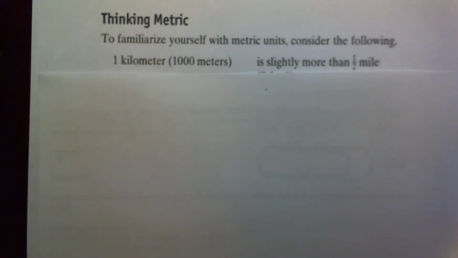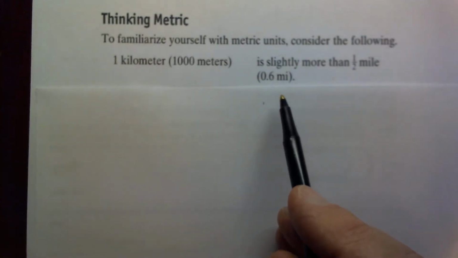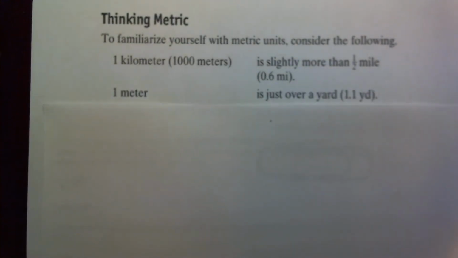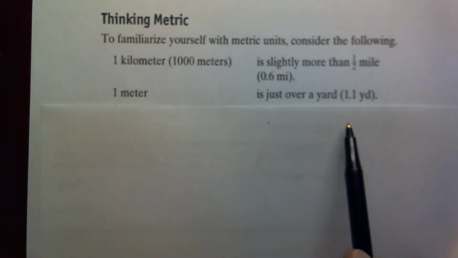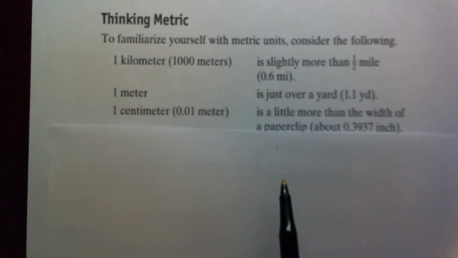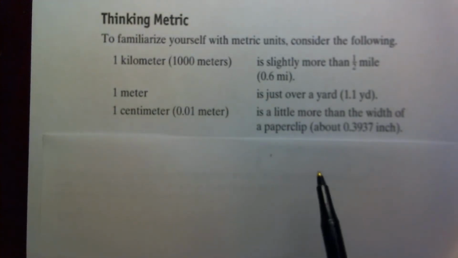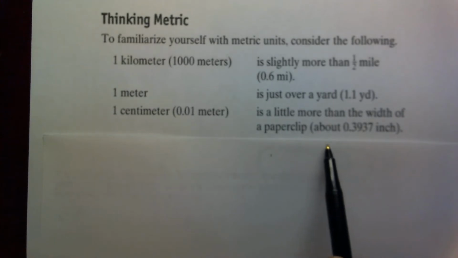1 kilometer is 1,000 meters, and that's slightly more than 1/2 of a mile. It's about 0.6 miles. Then 1 meter, we already mentioned, is just over a yard, about 1.1 yards. And 1 centimeter is a little bit more than the width of a paper clip. A paper clip is about 0.3937 inches wide, so the width of a paper clip is about a centimeter.